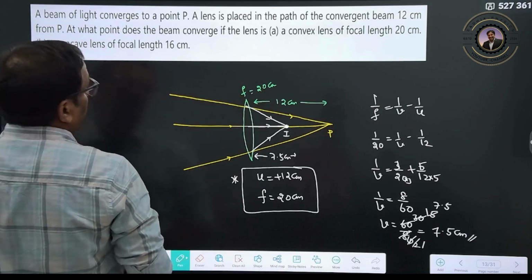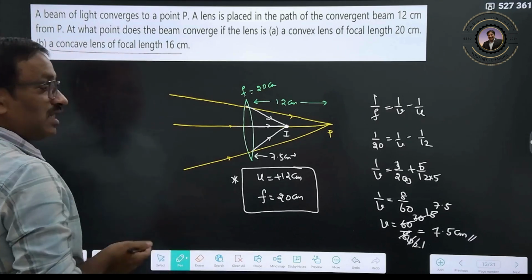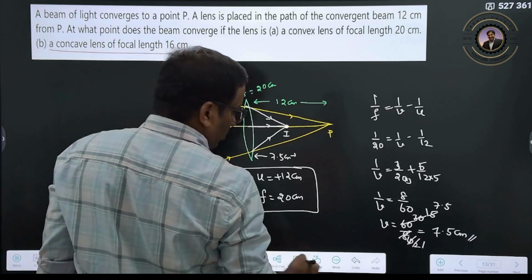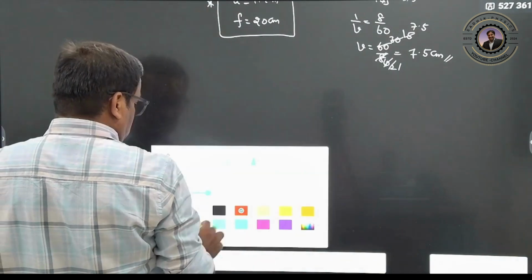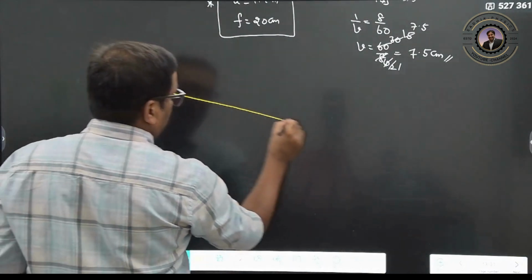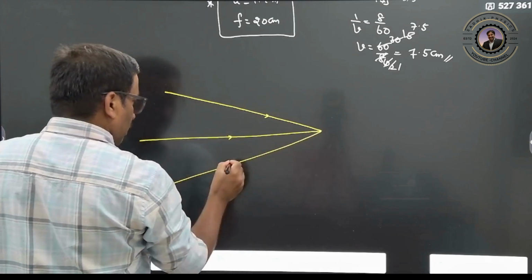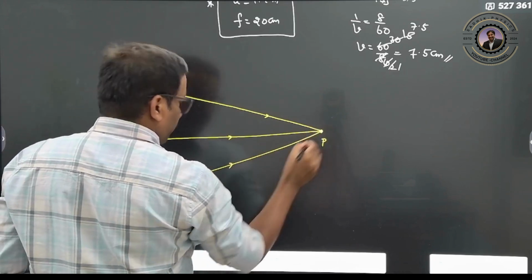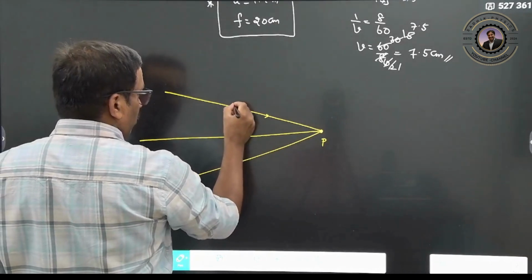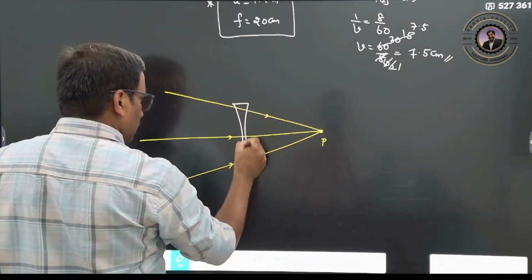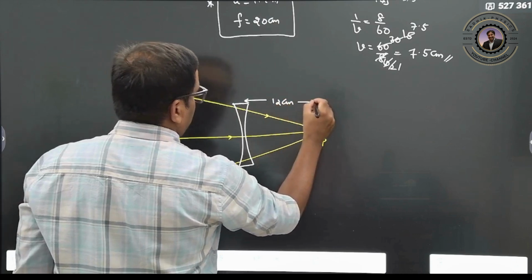Now, what is given now? One more question is there. There is a concave lens of focal length 16 centimeters kept here now. So in this path, suppose this is your convergent beam, and this is your point P. Now in this path there is a concave lens kept. Where is it kept? Again 12 centimeter from point P.